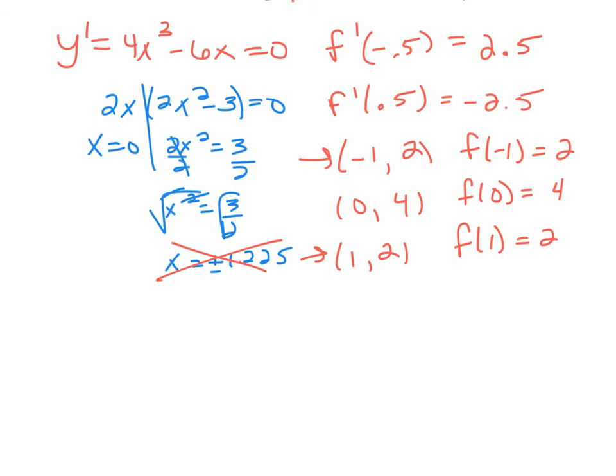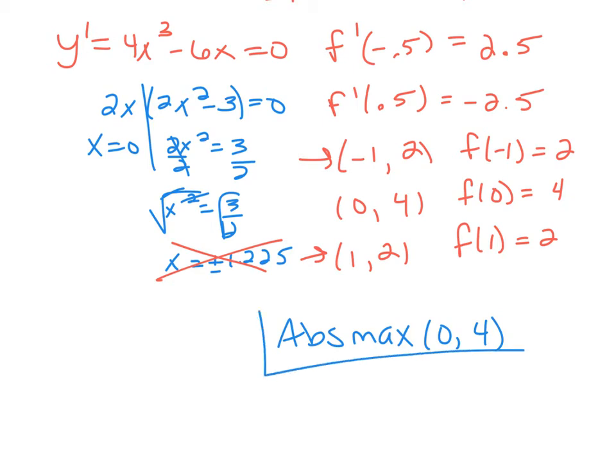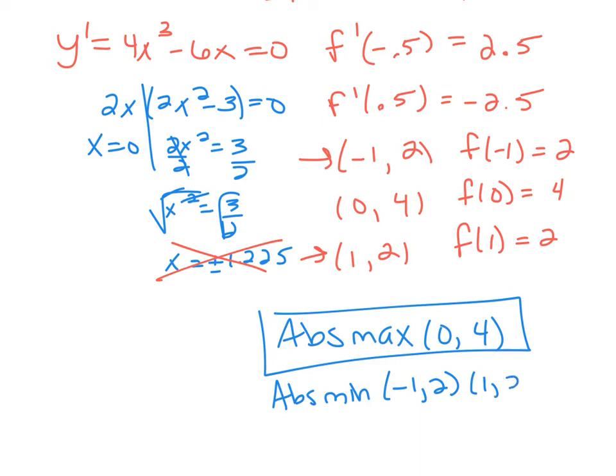So what I'm going to say is I have an absolute max at (0, 4), because that's obviously the highest y value. And then I also have two absolute mins because they're at the same level. My absolute min happens at (negative 1, 2) and (1, 2). Obviously, if one was lower, you would say that was the absolute min, but because they're both the same y value, they are both considered absolute mins.